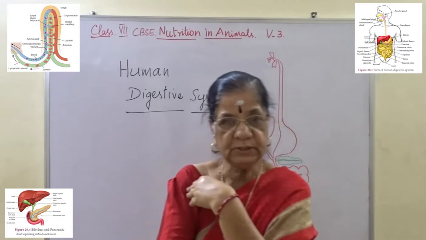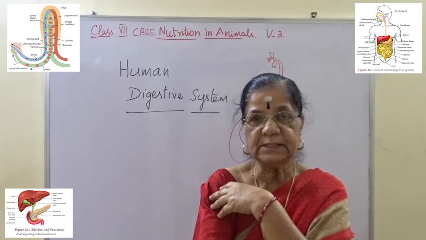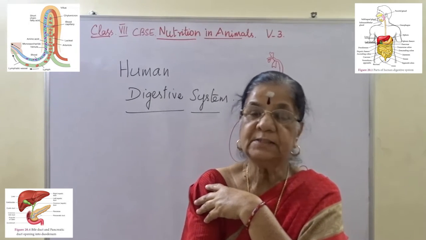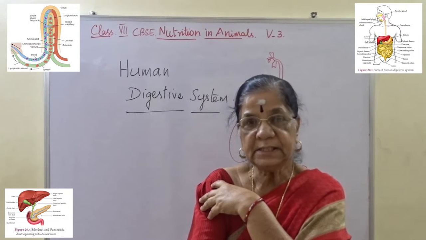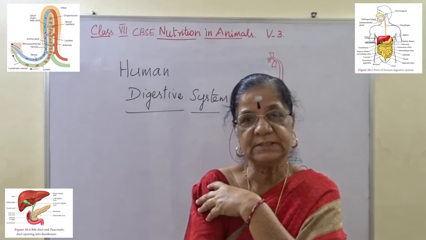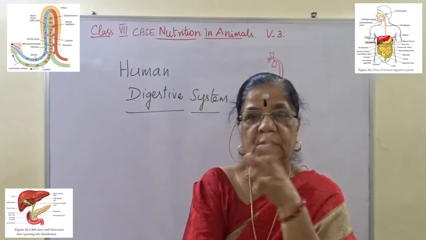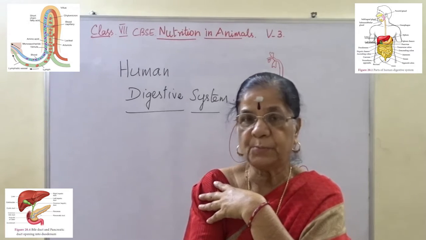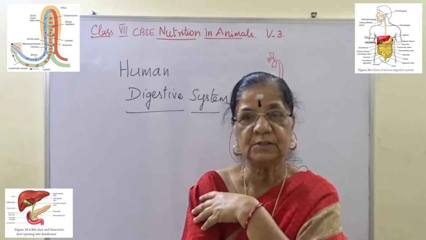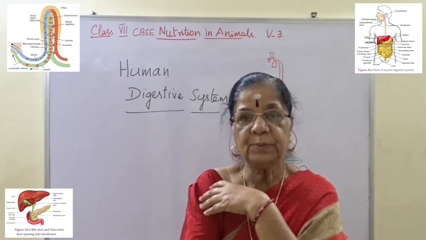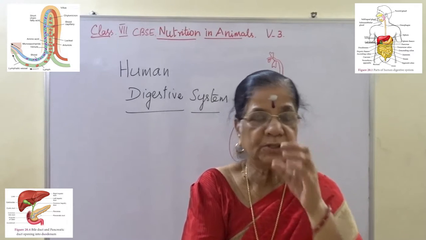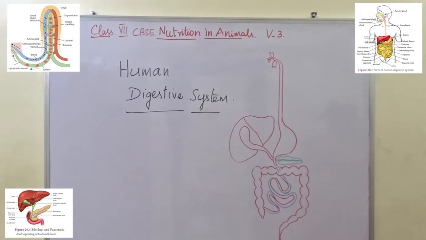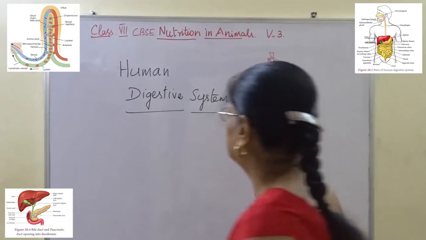Before we go into the details of digestion in man, what are the other ways of digestion in other lower animals? Not all animals have a proper system like this, is it not? Now, when we take the simple unicellular organism amoeba, how does it take food?